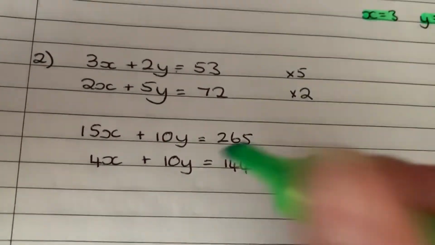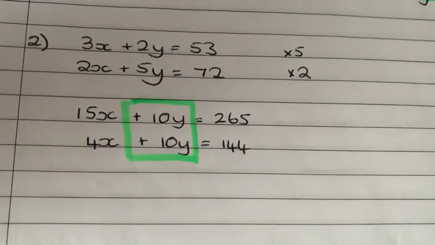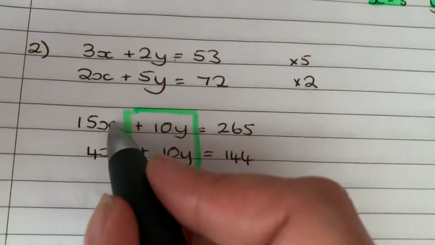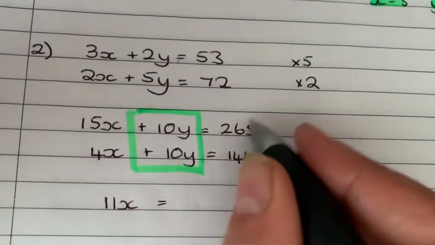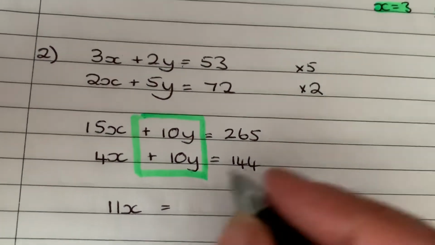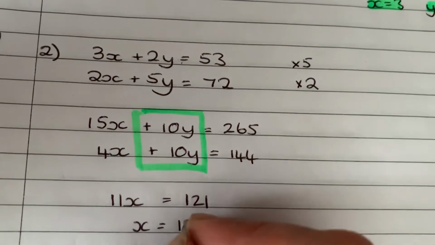Now I have an identical term. Now, are the signs the same or are they different? They are the same, so I need to subtract them. So 15x take away 4x is 11x. That one's eliminated. 265 minus 144 is 121. So therefore x is 11.